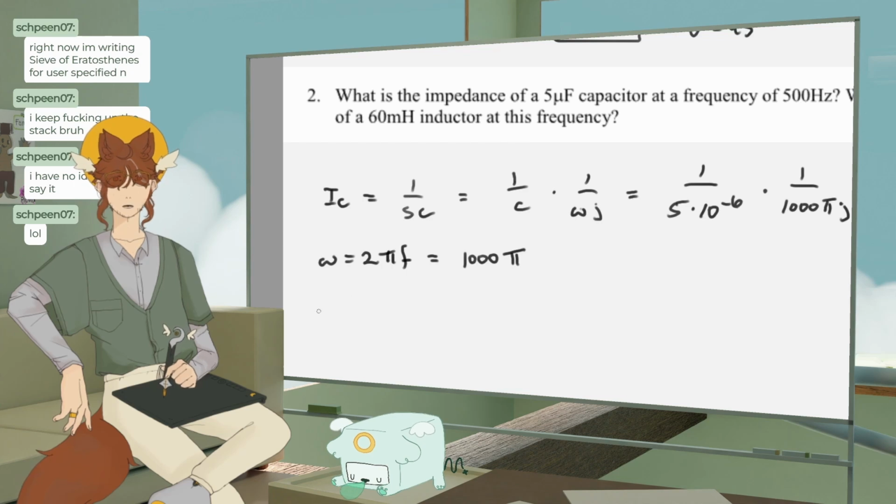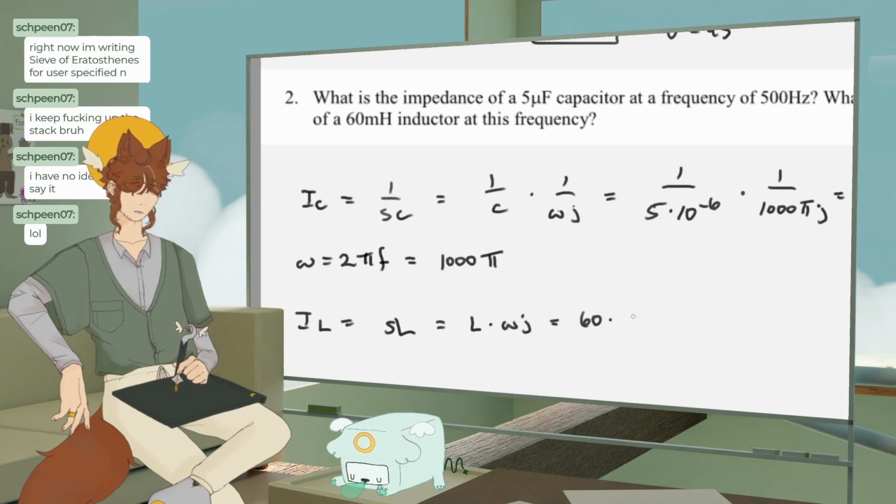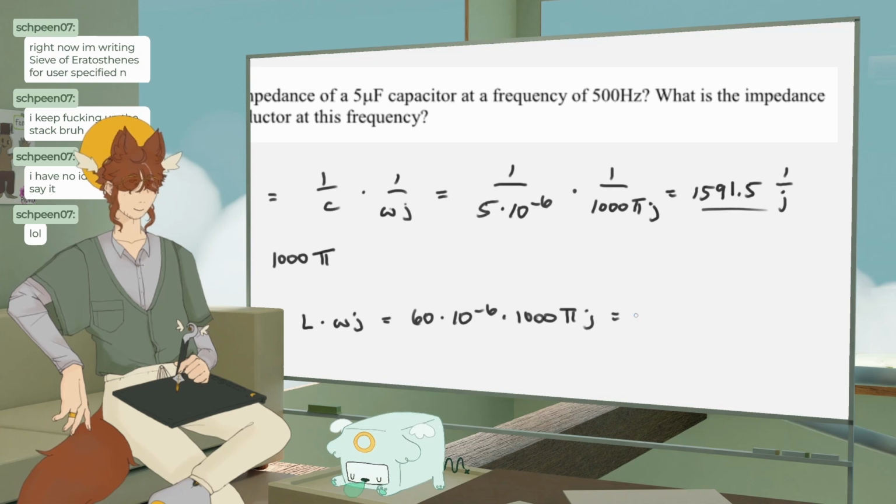Okay, 60, so IL equals this, SL. Nice. This is L times omega j. So I guess 60 times -6 times 1,000 j. Sure. Oh, so if we multiplied them, the j's would cancel out. Not sure if that means anything at all. That's what being an engineer is. Not knowing anything, just hoping it will work out.